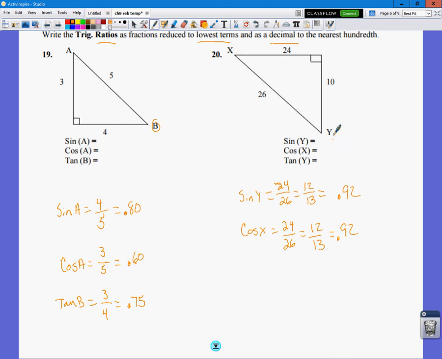The tangent of y. Again, down here at the y. Opposite of y, 24. Adjacent to y, 10. This would reduce to 12 over 5. And 12 divided by 5 is 2.4. And I might write 2.40 because they did say to the nearest hundredth.